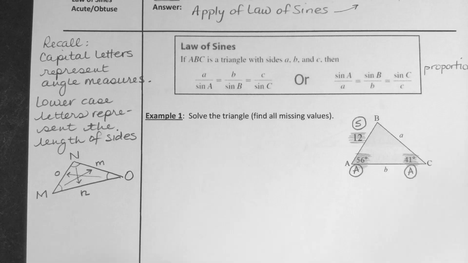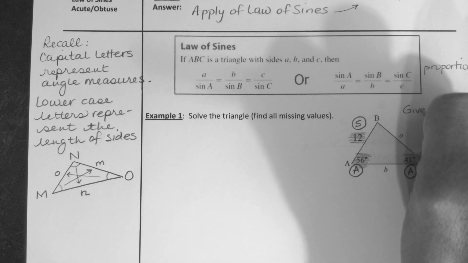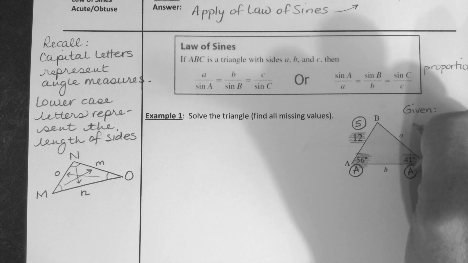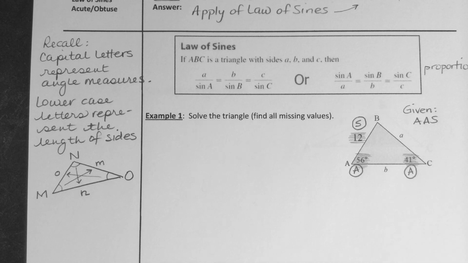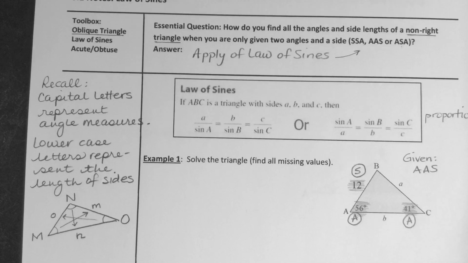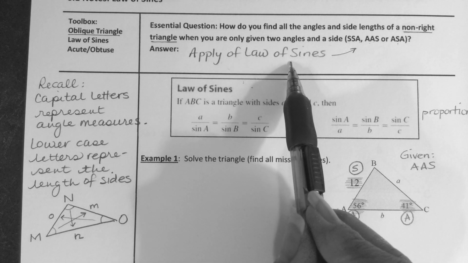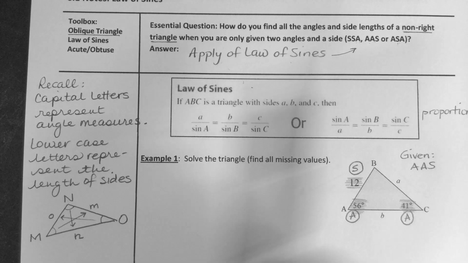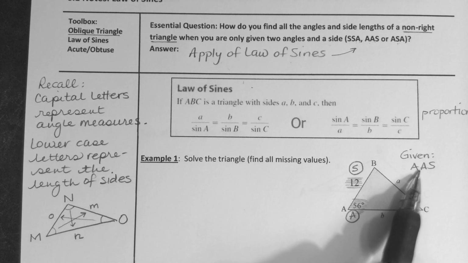And why am I asking you to make note of what is being given? Because when you look at what's being given, angle, angle, side, you can automatically deduce that you are going to use law of sines in solving your triangle. Because in order to apply law of sines, you have to end up with one of these three classifications. And angle, angle, side is this one right here.